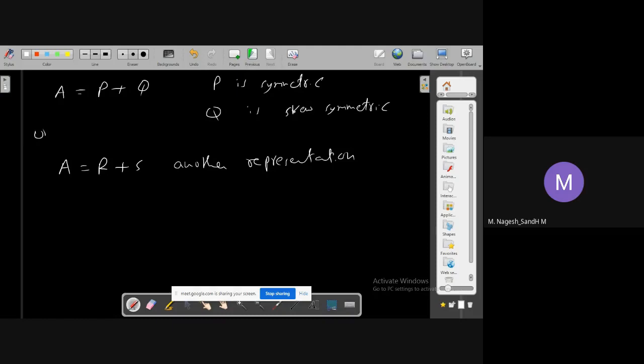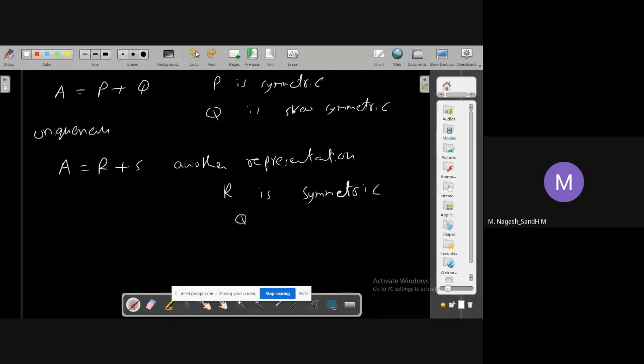So this is for uniqueness. I am saying A equal to P plus Q. Some of you boy or girl saying no, we can write it as R plus S, where R is a symmetric matrix and S is a skew symmetric matrix.